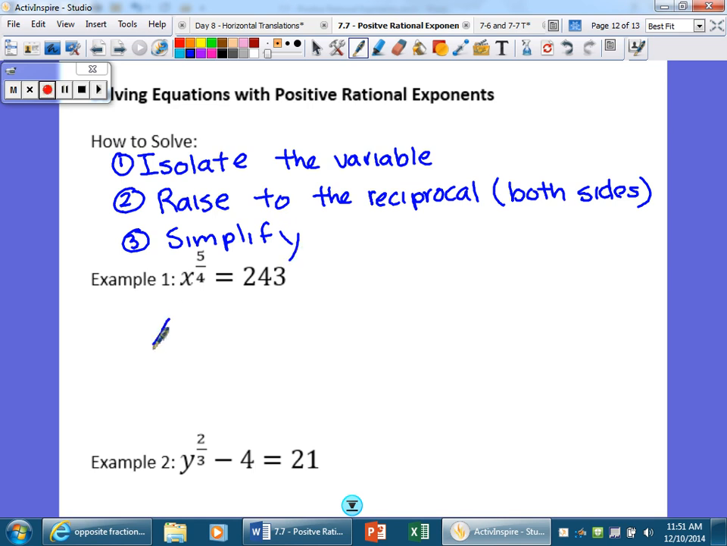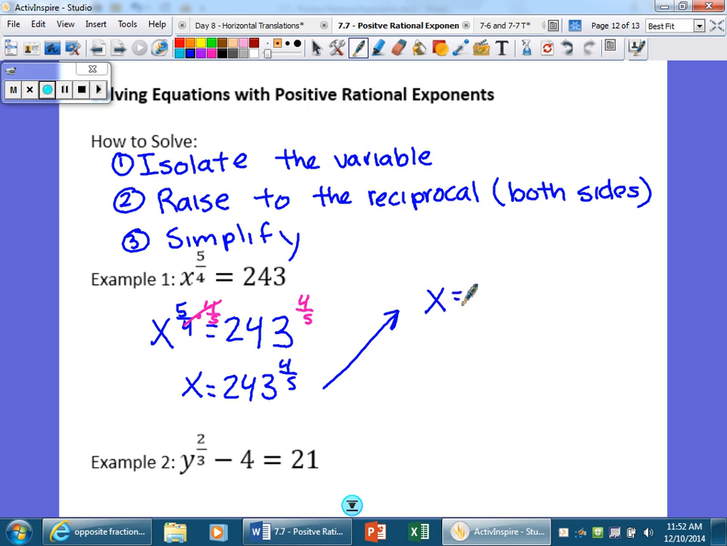Alright, I'm just going to rewrite it so I can write it a little bigger. So, I isolate the variable. The variable is already isolated. It's x is by itself. So I'm on step 2. Step 2 is raise to the reciprocal of both sides. Now my exponent here is 5 over 4. So what I'm going to do is raise it to 4 over 5. And those are going to go away. So I'm going to have x equals 243 to the 4 over 5 power. And again, you can do that all in your calculator. I'm going to do it right here. X equals the 5th root of 243 to the 4th, which means x equals 81.